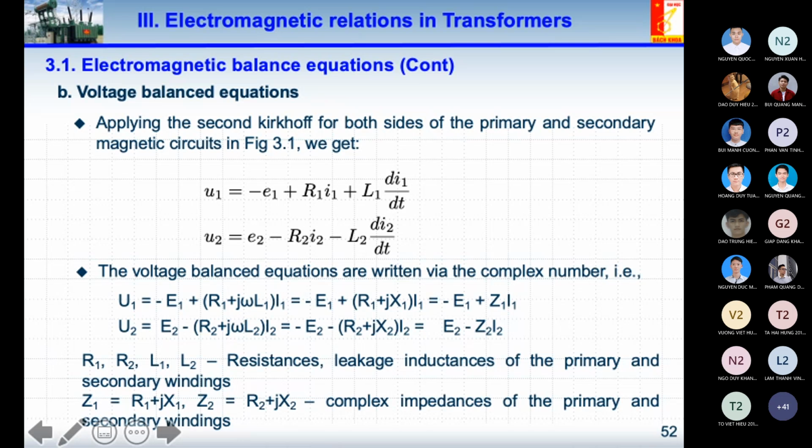Now let me move on to the next slide to talk about the reference transformer. You can imagine that in our transformer we have two different windings, and they are not connected together. Let me come back to this slide quickly and show you. You can see we have two different windings.